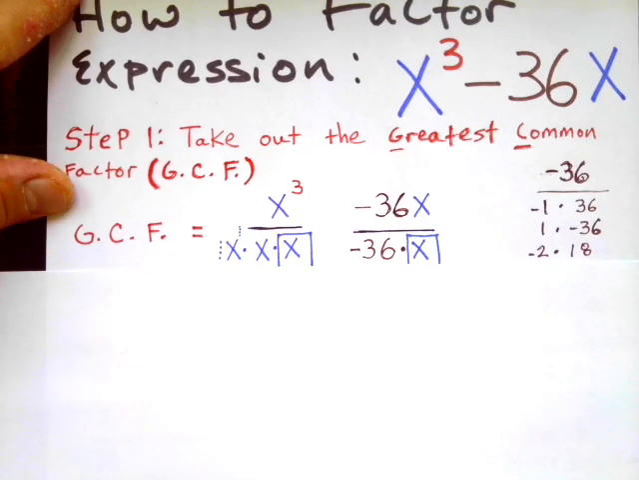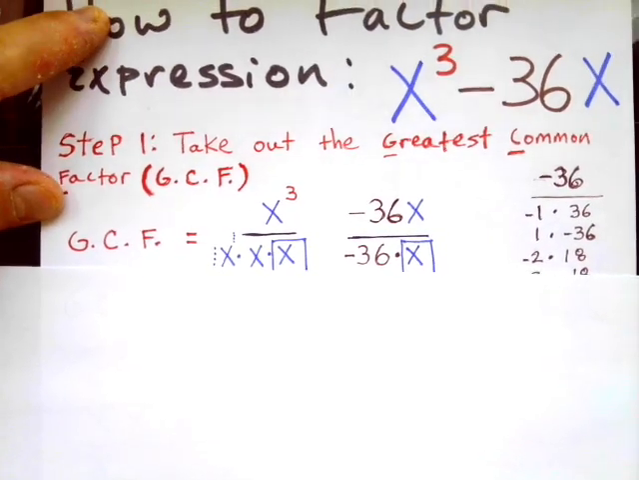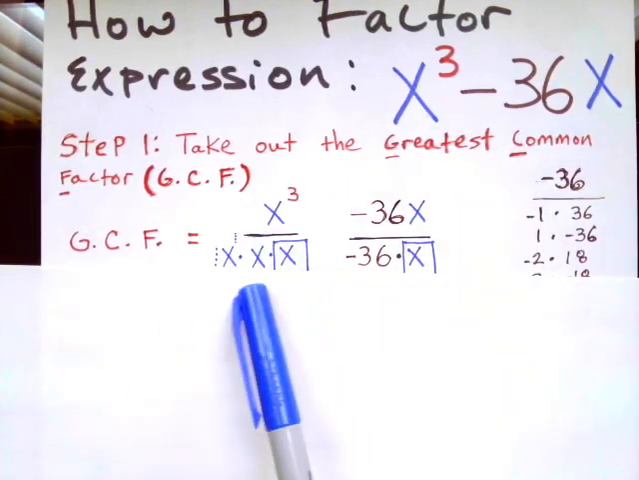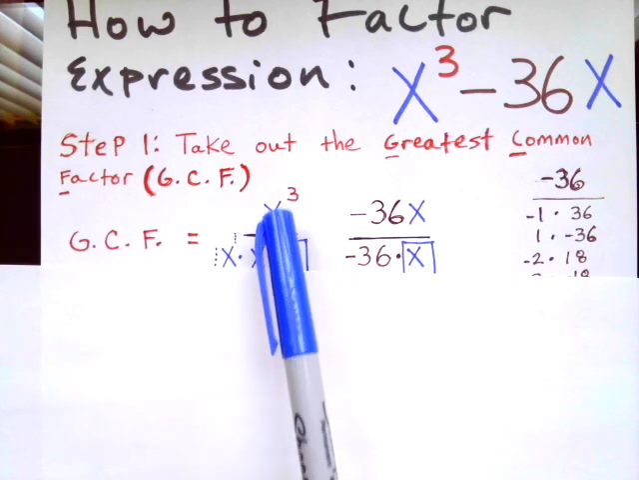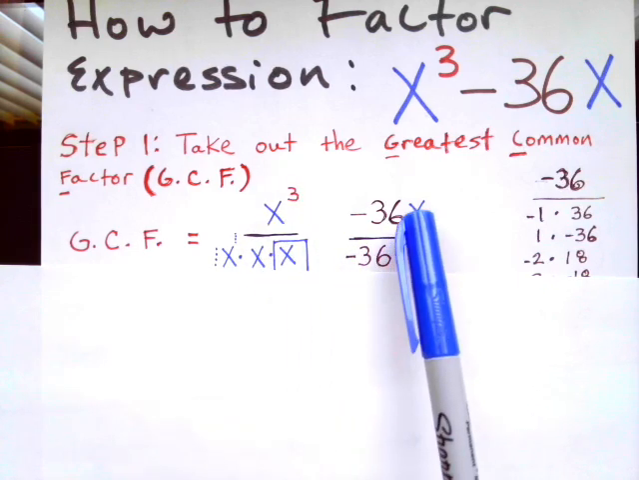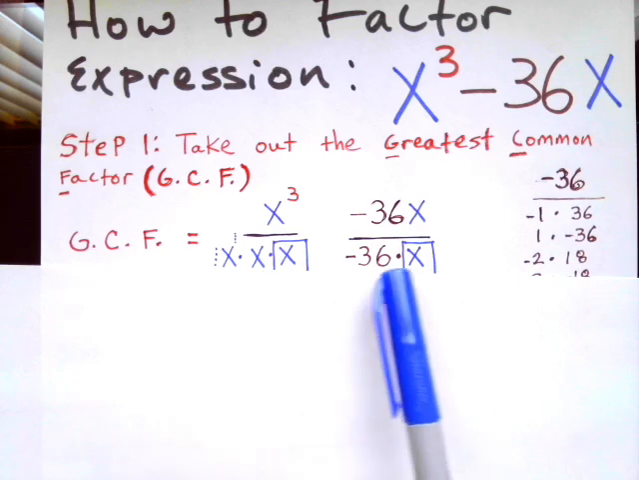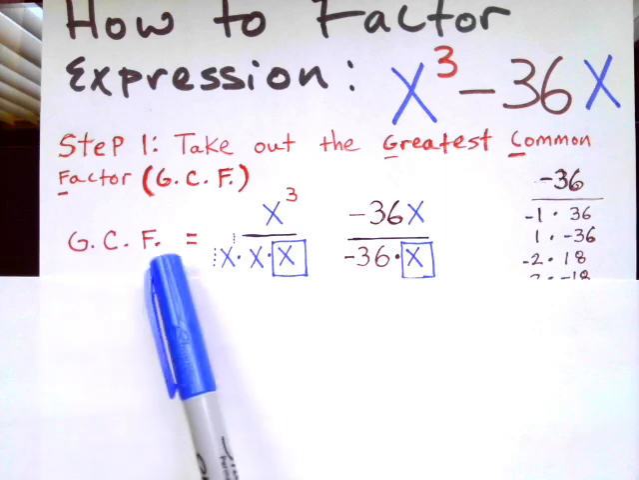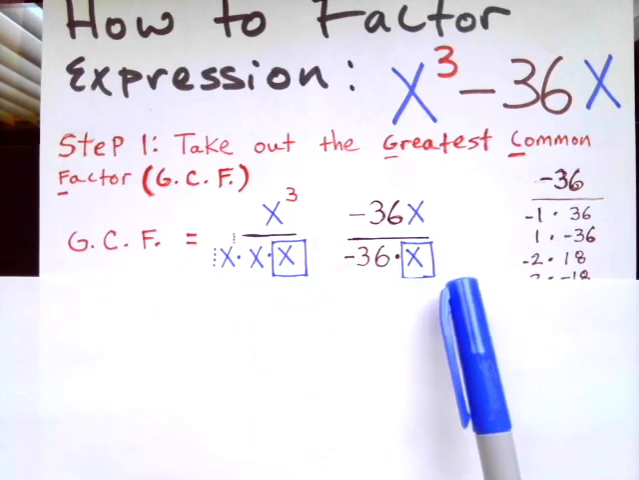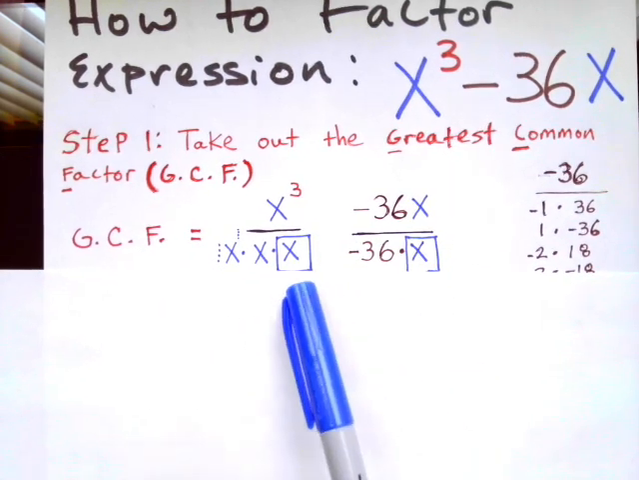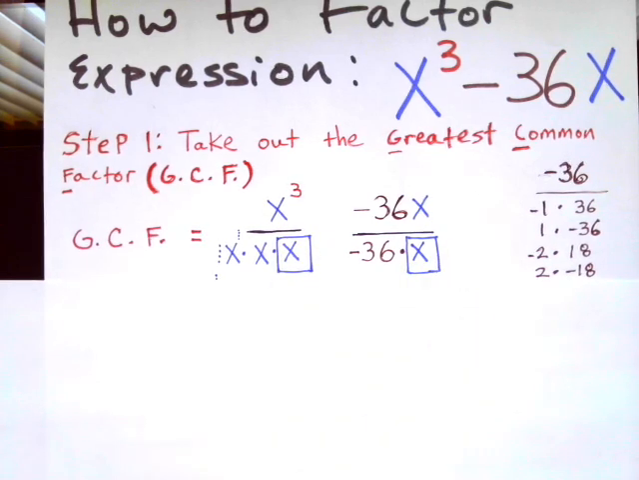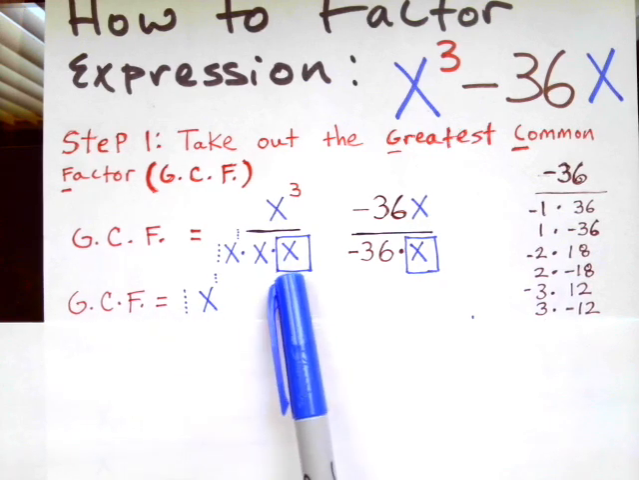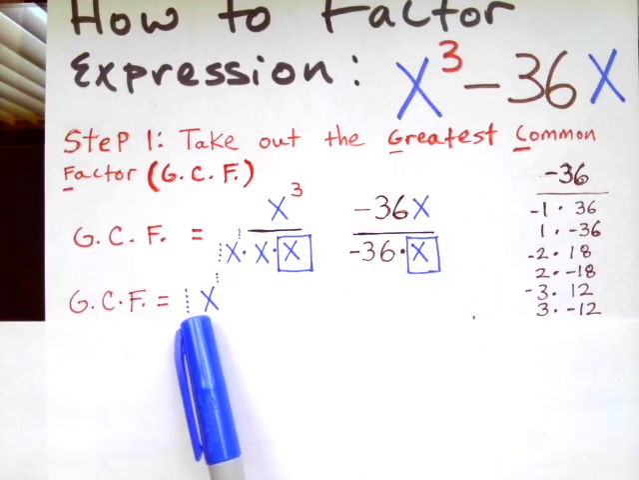So again, we are looking for the greatest common factor between these two terms here. So I'm breaking this up in exponential form. I know that x cubed and a negative 36 times x both share at least one x value. So that's going to be my greatest common factor between these two terms. I'm going to factor out an x from both of these terms, and I'll show you that here in one moment. Again, the greatest common factor between both of the terms is an x.